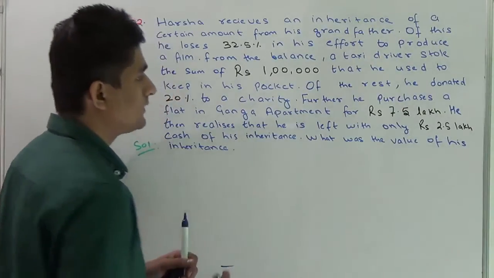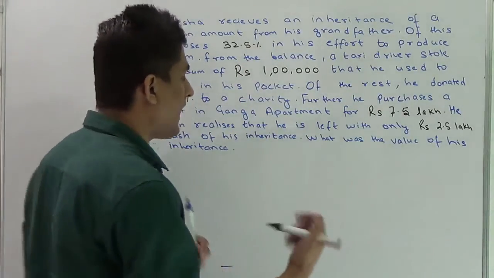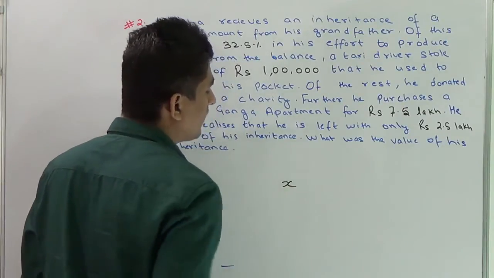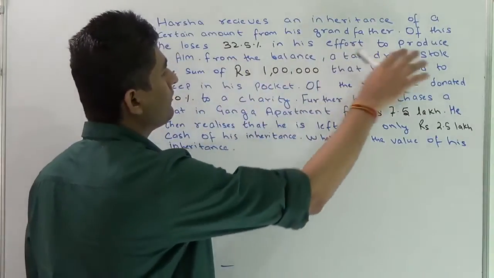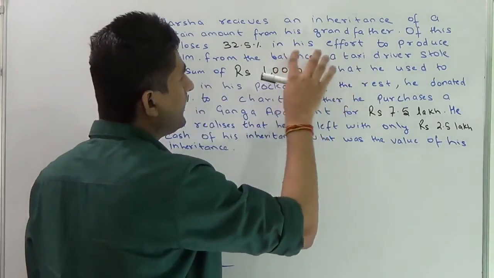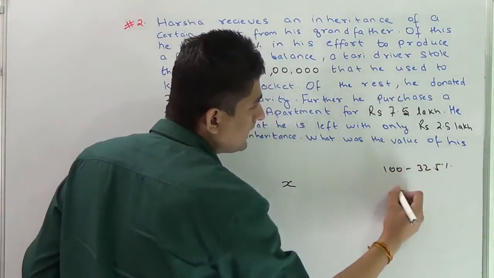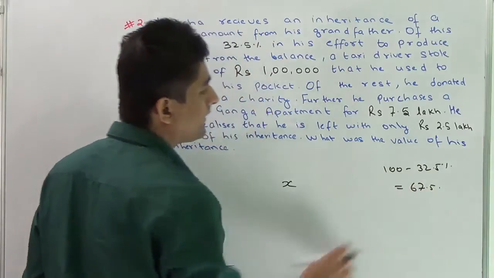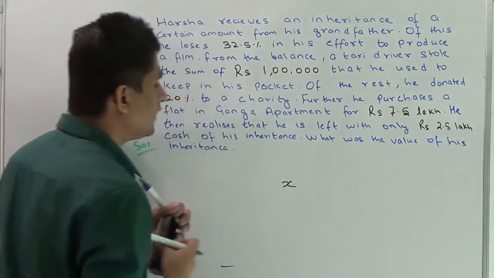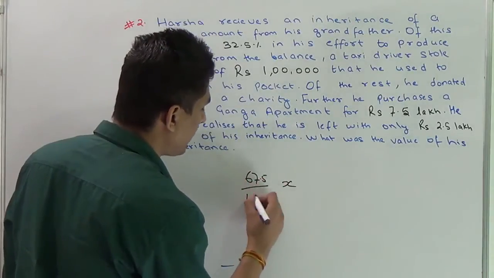So let us assume the value of his inheritance to be X, in lakh rupees. I am assuming that he has received X lakh rupees from his grandfather. Of this amount, he loses 32.5% in his effort to produce a film. That means from 100% he has lost 32.5%, so he is left with 65%. 65% of what? Of X, because X is the inheritance amount. To calculate the balance amount, I just calculate 65% of X.